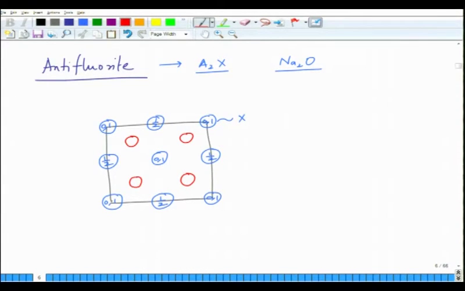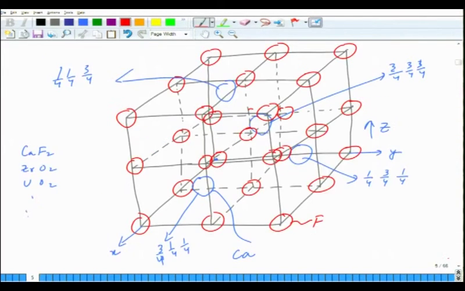Okay. So, A atoms will be now at 1 by 4, 3 by 4. So, this is A, this is A, this is A, all of them are at 1 by 4 and 3 by 4, that is the opposite of CaF2 structure. So, you can see that the lattice type in both of these structures is FCC, it is a FCC lattice.